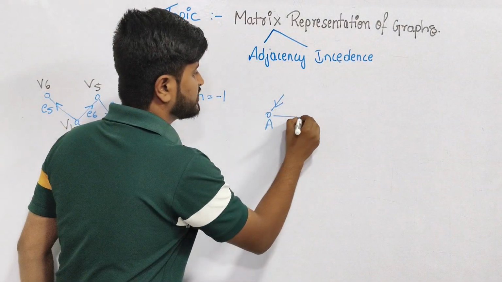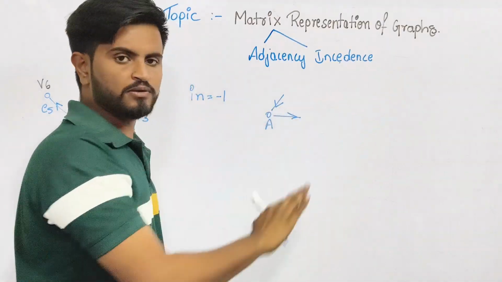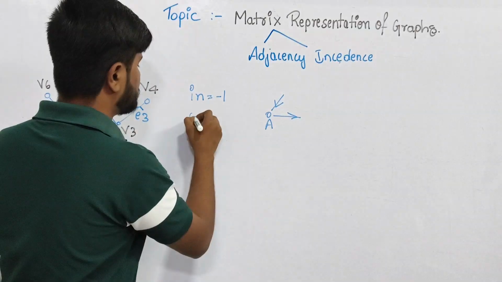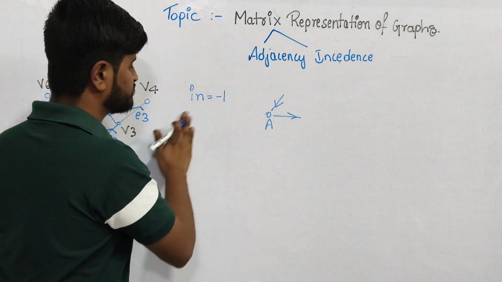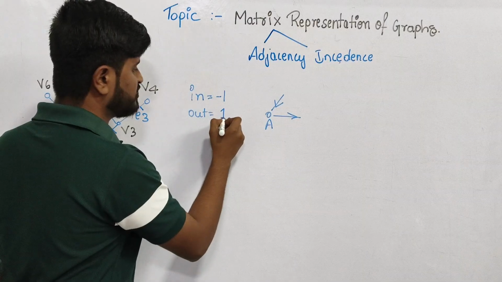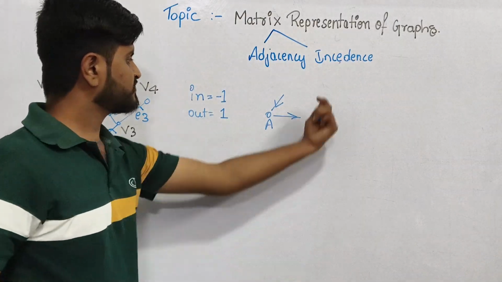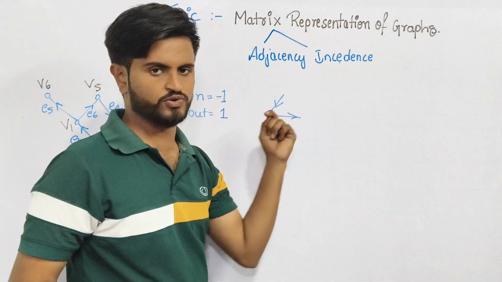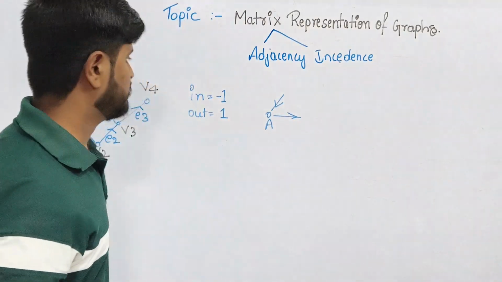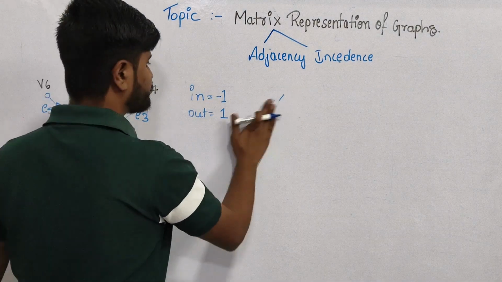If the direction is going away from that vertex, that is out, you will be giving 1. So if it is coming into the vertex, minus 1. If it is going out from that vertex, it will be 1. So now let's solve the problem.